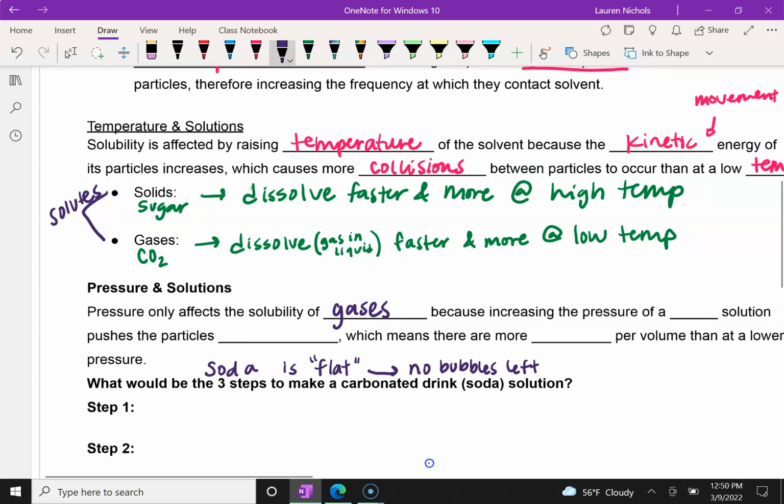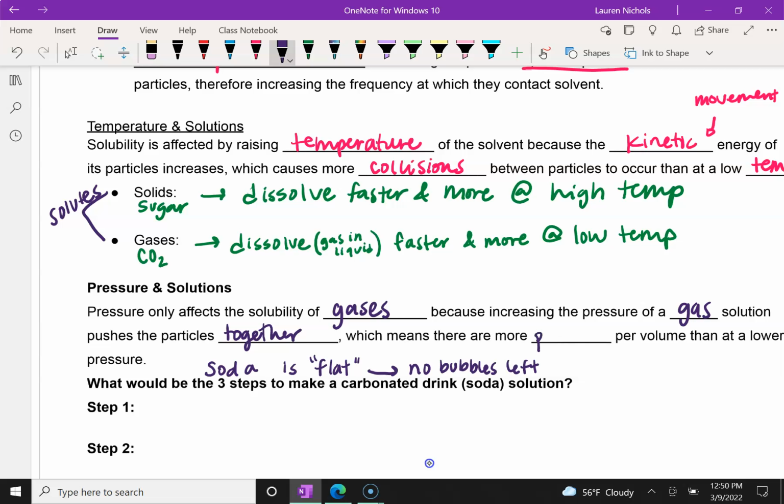This is because increasing the pressure of a gas solution pushes the particles together. It's kind of like if you're at the pool, and your brother or your sister dunks you in the water and you try to come back up and then they dunk you again. Pressure is kind of like pushing the gas to stay inside the water.